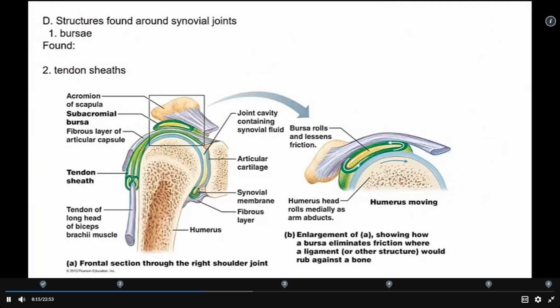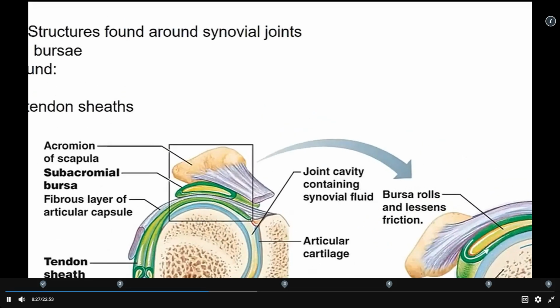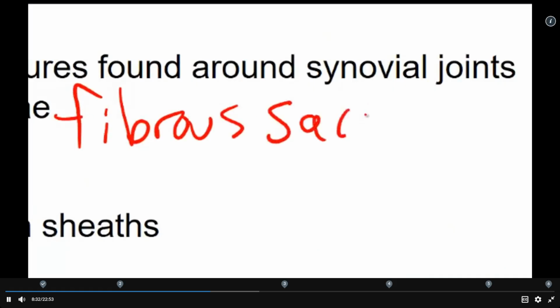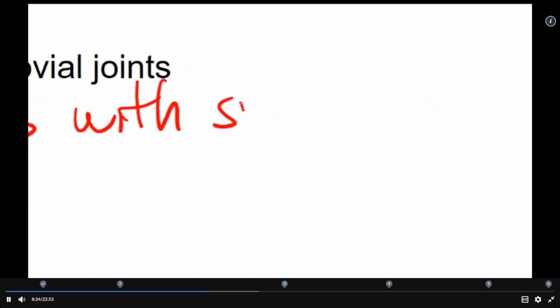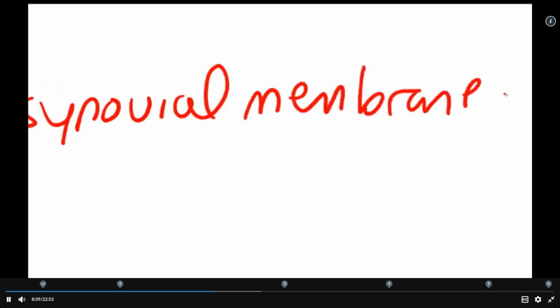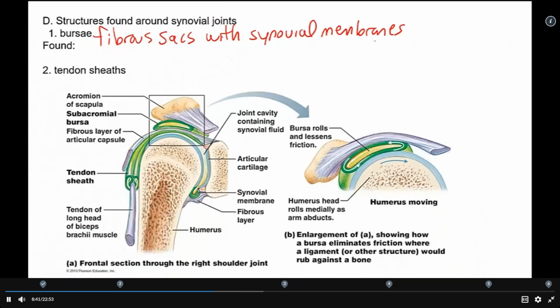Now, there are structures found around the synovial joint that also help to strengthen it. And I'd like to mention two, bursa and tendon sheath. So bursa are actually fibrous sacs with synovial membranes. And you tend to find them where structures rub together or around a synovial joint.